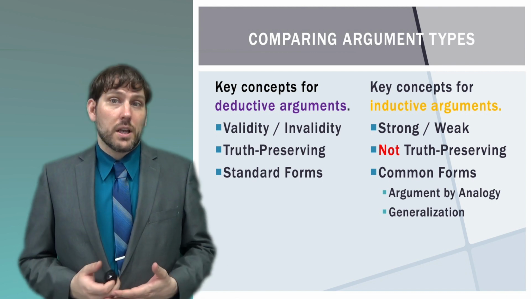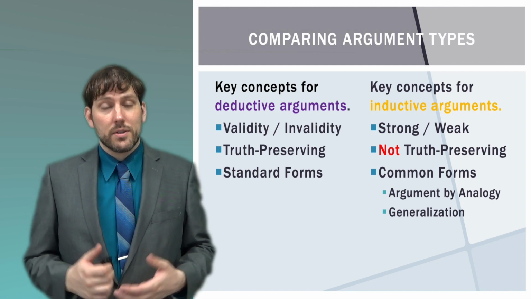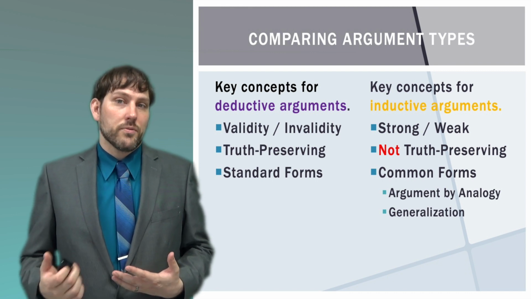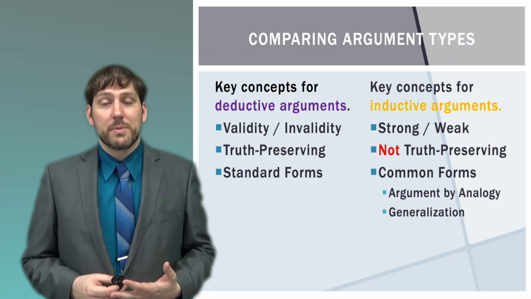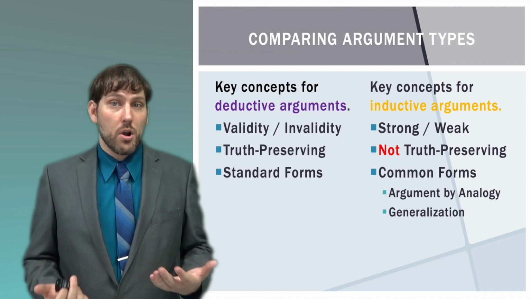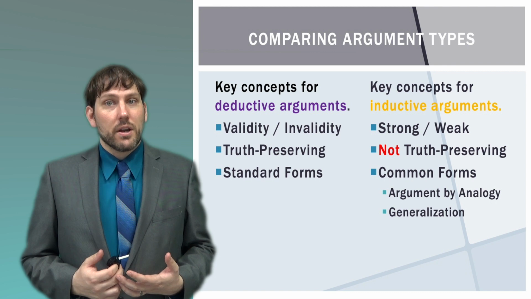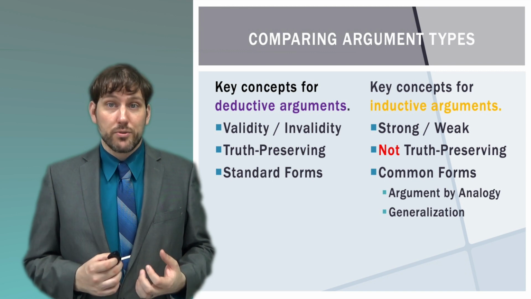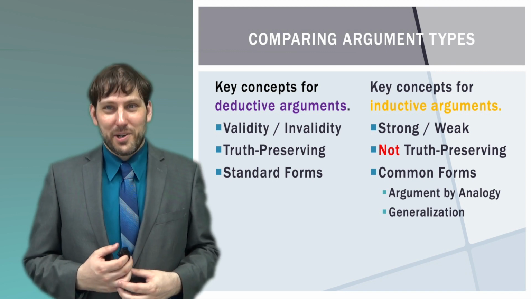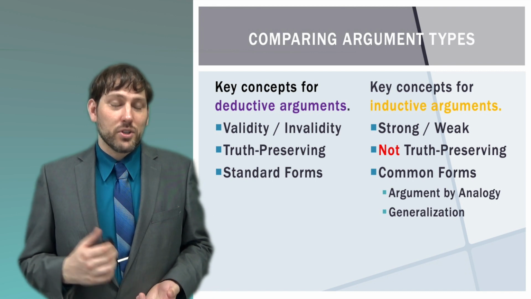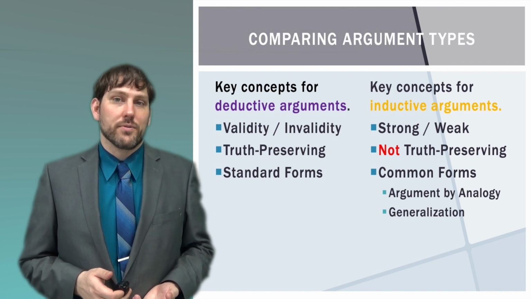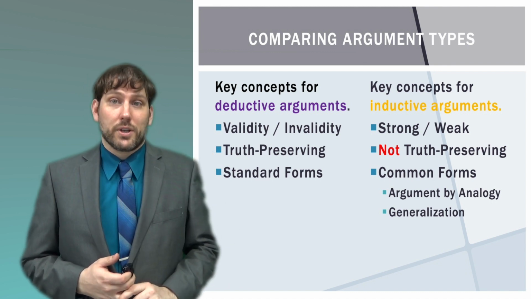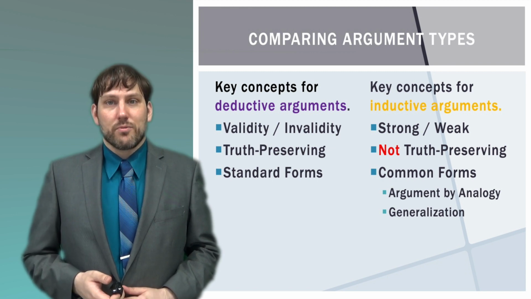Now we want to look at inductive arguments. Inductive arguments are kind of related in some ways, but in many ways very different from the deductive arguments we've seen. The first difference is that rather than speaking of them as being valid or invalid, we speak of them as strong or weak. Part of the reason for this is they are not truth-preserving. So a strong inductive argument is one that has a conclusion that is probably true based on the argument. A weak inductive argument is one where if the conclusion happens to be true, it's probably not because of your argument. There's 2 common forms we'll look at in this class. One is an argument by analogy, which we'll look at this week, and the other one is a generalization, which we will look at next week.